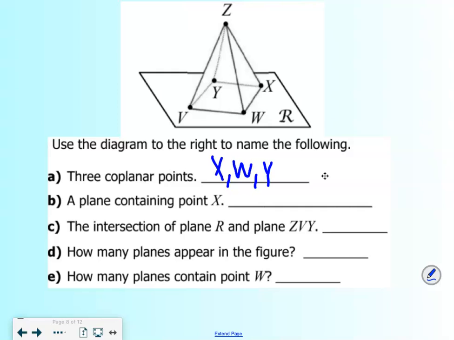A plane containing point X. What did you put? Here's point X. Plane R works. Did anyone do this triangular plane right here? You could have named that one because it's on there, if you wanted.